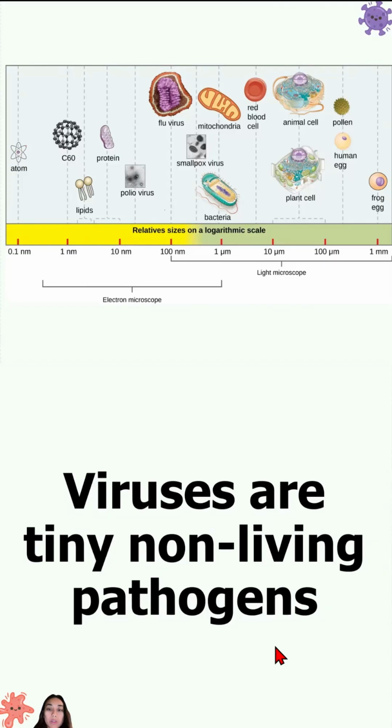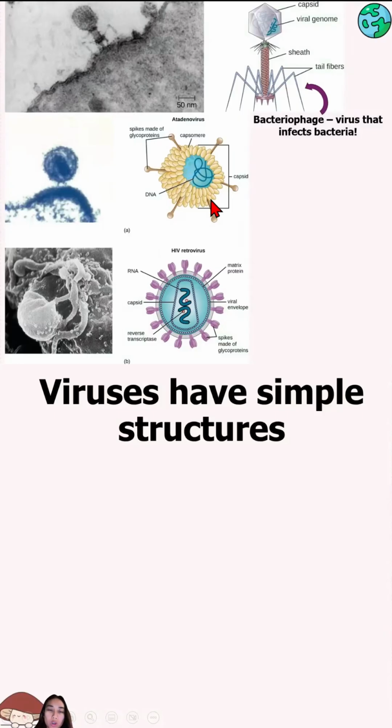So viruses are very tiny, non-living pathogens. They are extremely tiny, by the way. They are much smaller than bacteria. So here's bacteria, here are the animal and plant cells. So viruses are much, much smaller than that. Again, they are not part of the tree of life. They're not made of cells, so they are not living, but they still infect living things, and so that's really important to talk about. So viruses, they have very simple structures when we're comparing them to bacteria and eukaryotes.